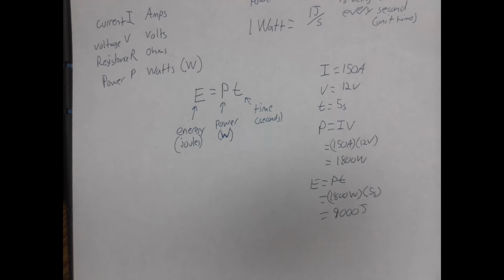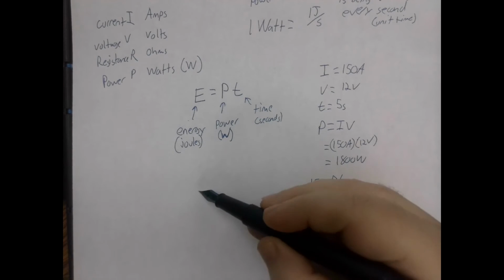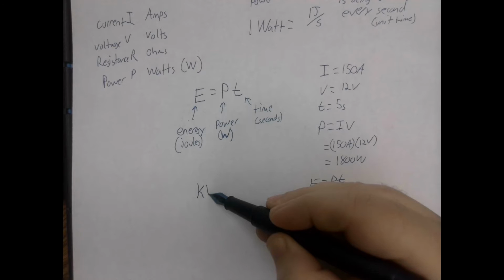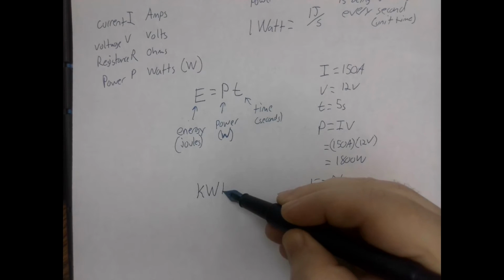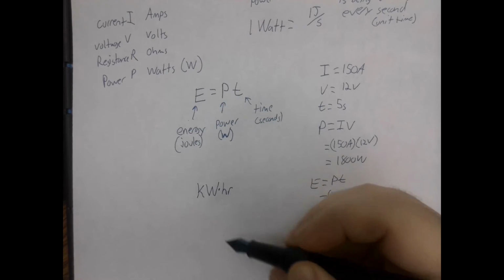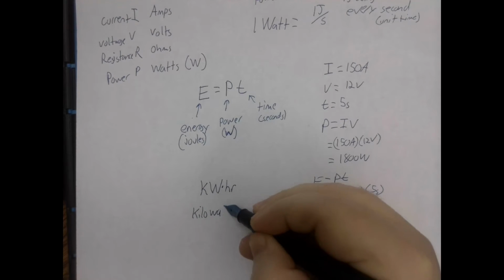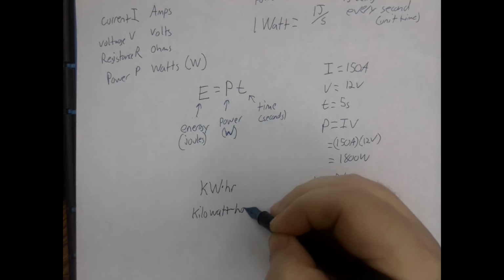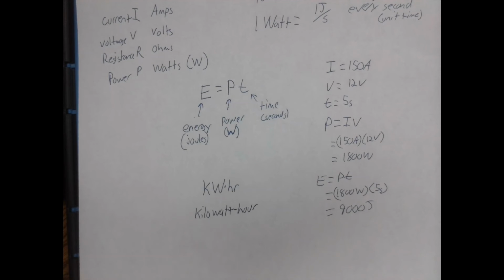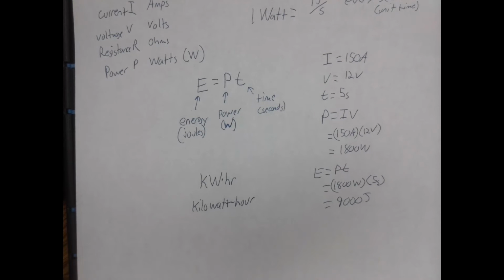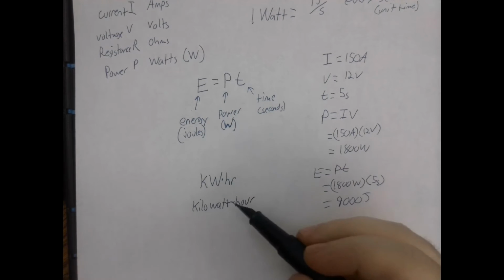So, let me ask you this. What is a kilowatt hour? So, kilowatt hour. What is this a unit of? Kilo is a prefix, meaning 1,000. So, what is this a unit of?